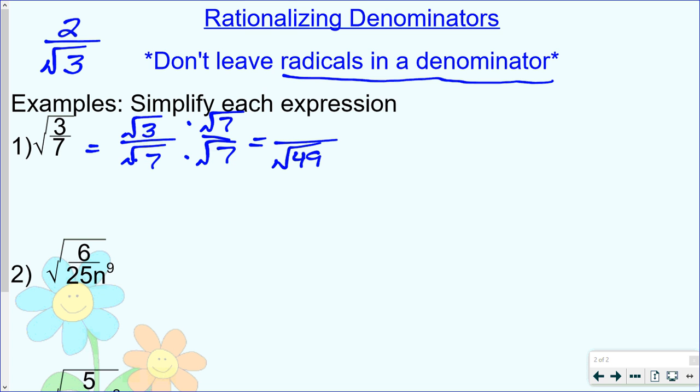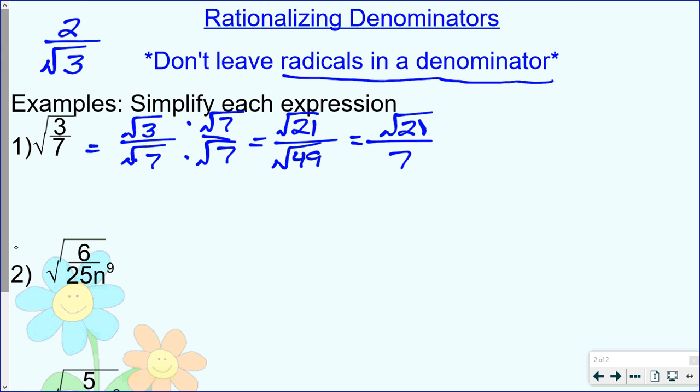Let's do this. Up top, I have the square root of 21, and the square root of 49 is a perfect square. So I end up with the square root of 21 over 7. And so that got rid of that. Now, whenever you take a radical times itself, it's always going to come out to whatever that number is there, the radicand. So like the square root of 12 times the square root of 12 is 12.